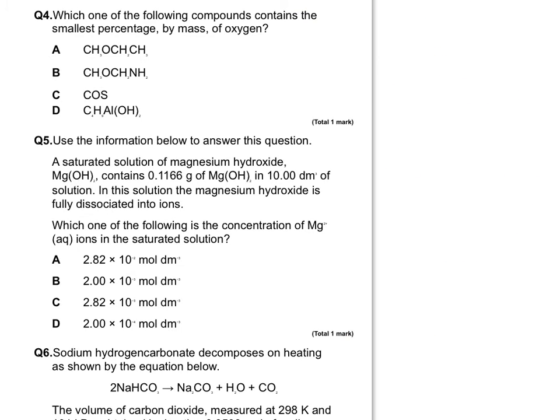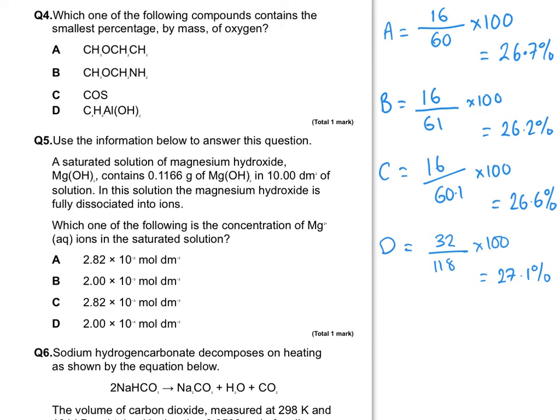For question 4, we have to work out percentage mass of oxygen. So for A, we're going to take the mass of oxygen. Now there's only one atom of oxygen in this particular molecule, so that's going to have a mass of 16, and we're going to divide it by the MR of the whole molecule. So you can see all of the answers are fairly similar. Now the question asks which one contains the smallest. Well, the smallest is just about B, so the answer is B.